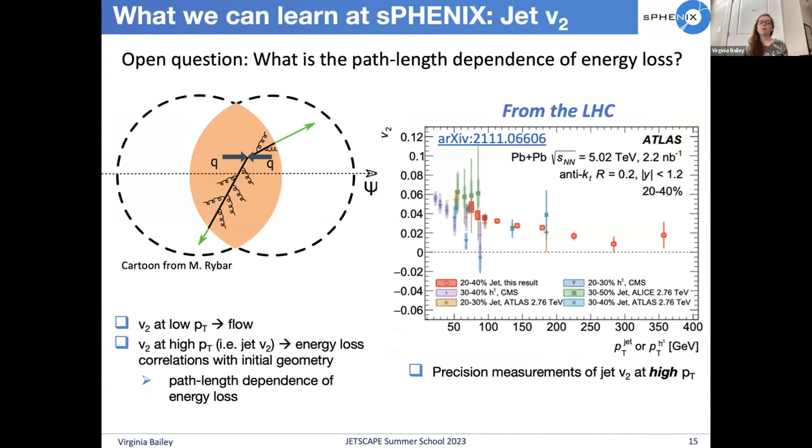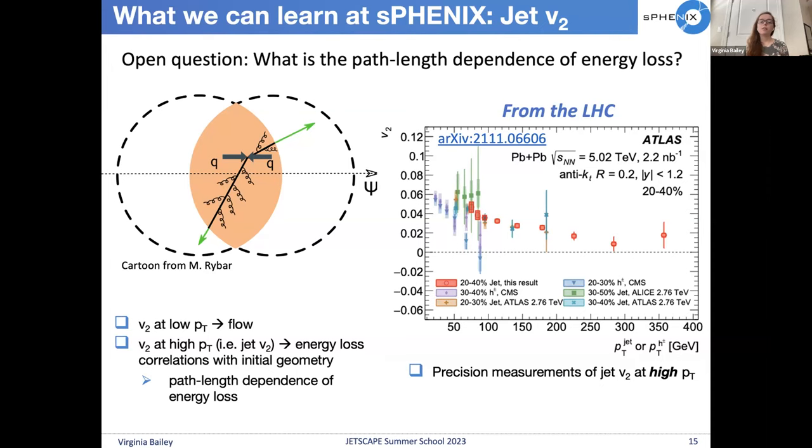So I picked out a couple of measurements that I think we can really learn something new at sPHENIX that I wanted to highlight in this talk. The first one is trying to understand what the path length dependence of energy loss is. People at this school presumably are very interested in modeling of energy loss. One of the open questions is, you expect that the jet loses energy relative to how much QGP it sees, but is that the only effect? Are there other effects coming from the structure of the jet, or are there fluctuations in this? Trying to understand this is one part of the puzzle.